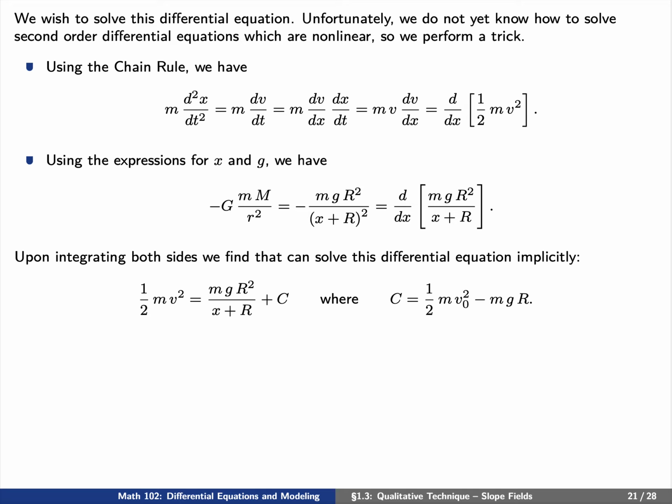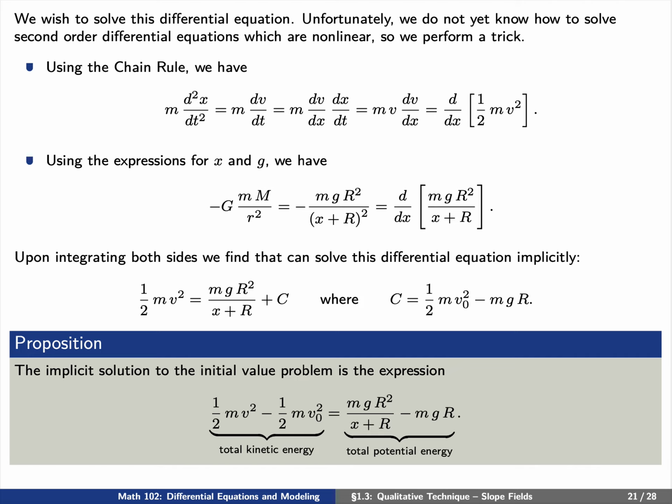This may seem a little bit strange, but we're writing this so that we can integrate both sides to find 1/2 mv squared equals mgR squared divided by x plus R plus a constant c. We can determine this constant c by using the initial values of the problem. Remember that when t is equal to 0, x equals 0, and v equals v naught. So putting all of this together, we find that the implicit solution to our initial value problem is the expression that you see here on your screen. The left-hand side is just the change in kinetic energy, and the right-hand side is the change in potential energy.